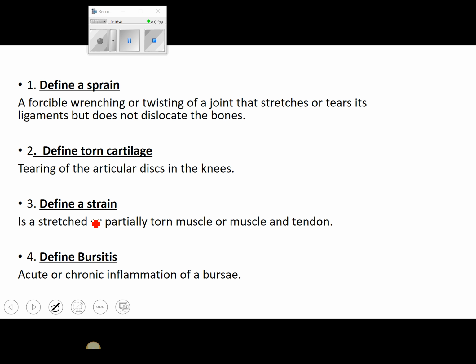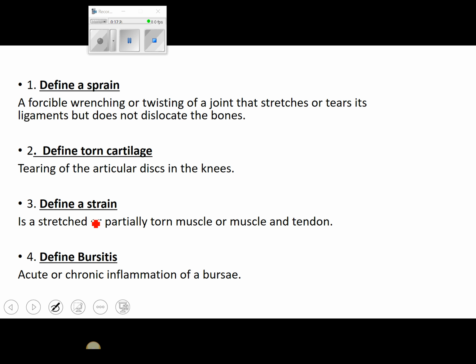Okay, some checkpoint questions. Define a sprain. That is a forcible wrenching or twisting of a joint that stretches or tears its ligaments but does not dislocate the bones. It does swell, though. Define torn cartilage. Torn cartilage is when you have tearing of the articular discs, the menisci, in the knees. This can cause arthritis later unless the cartilage is removed. Define a strain. A strain is a stretched or partially torn muscle or muscle and tendon. These occur when a muscle contracts suddenly and powerfully.